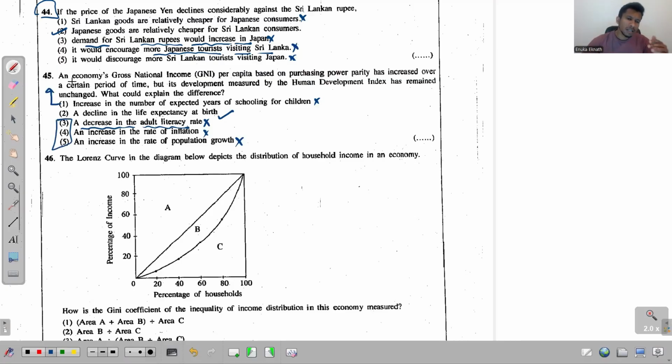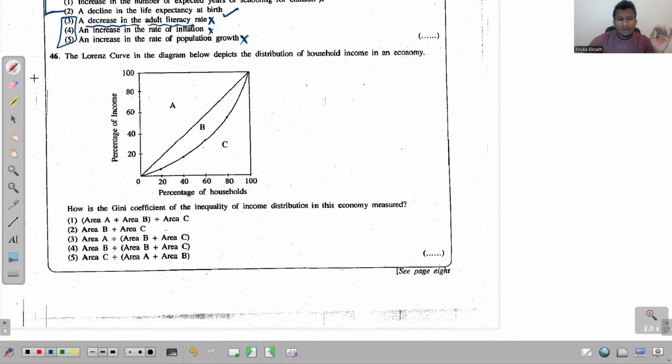If this happens, HDI will increase, but if this happens, HDI may remain the same. So the answer for this question 45 is this. Right, look at this question 46 now. It says the Lorentz curve in the diagram below depicts the distribution of household income in an economy. All right. Then what do they ask us to calculate by giving this? How is the Gini coefficient of the inequality of income distribution in this economy measured?